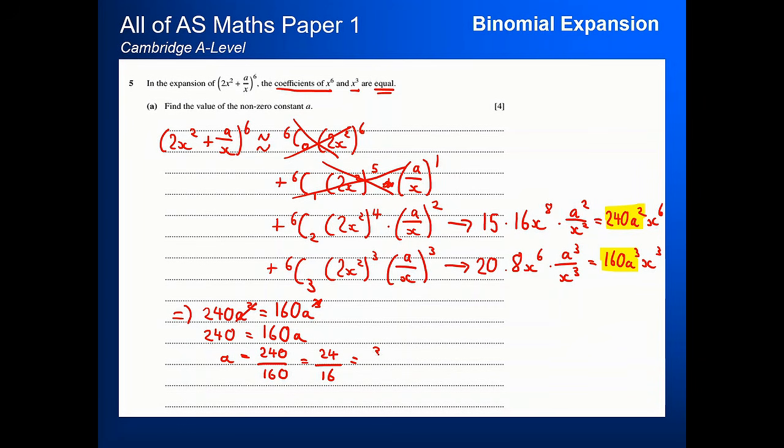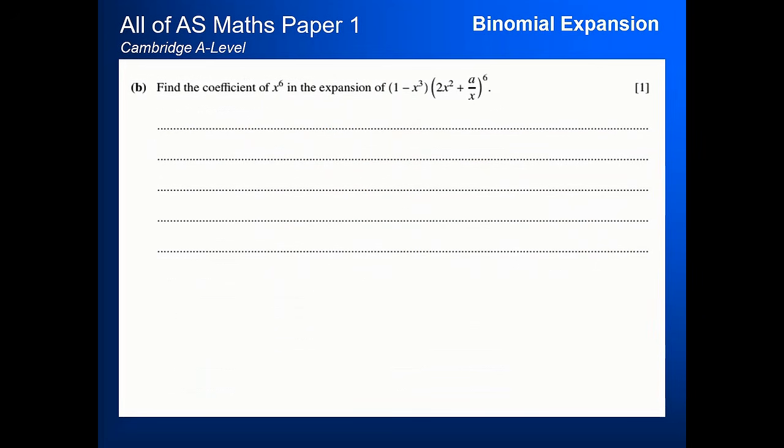And that gives us 3 over 2, which is very nice. So we get to our final answer of 3 over 2. And the last part of the question is it wants to work out the coefficient of x to the power of 6 in the expansion.